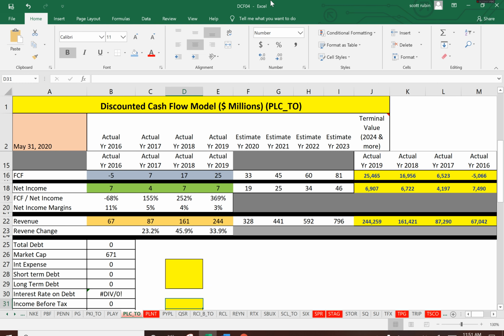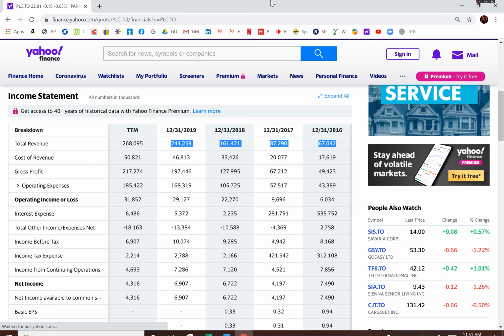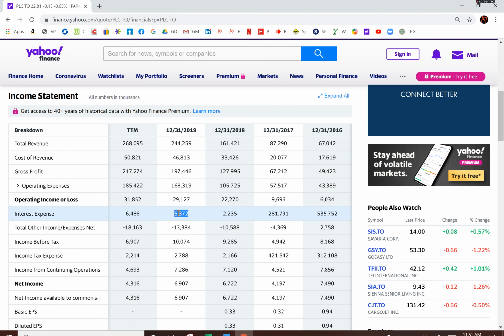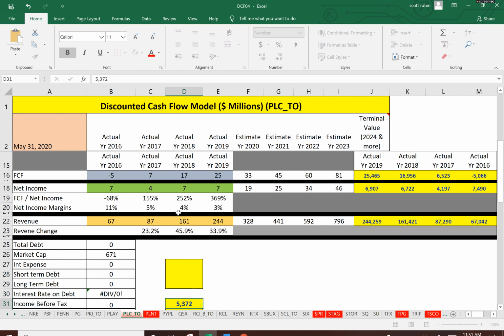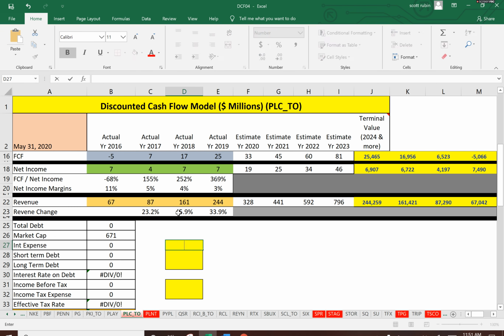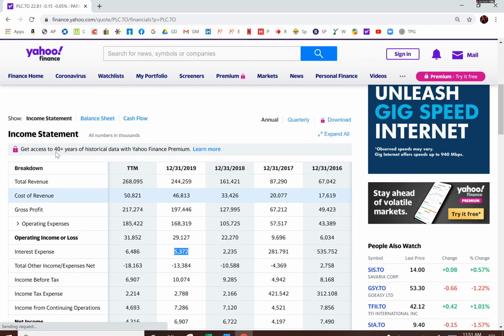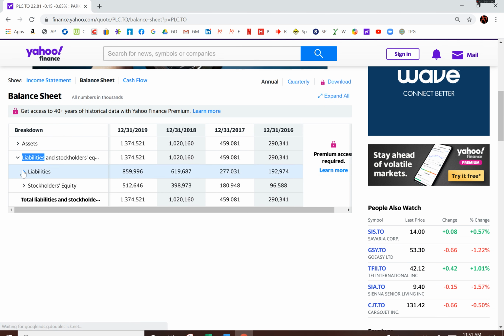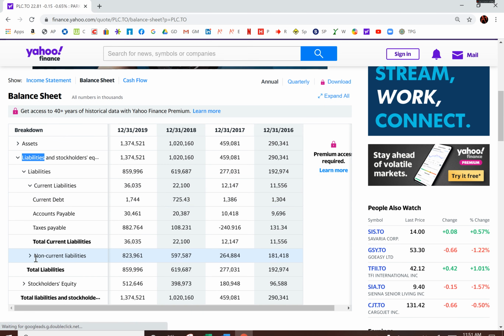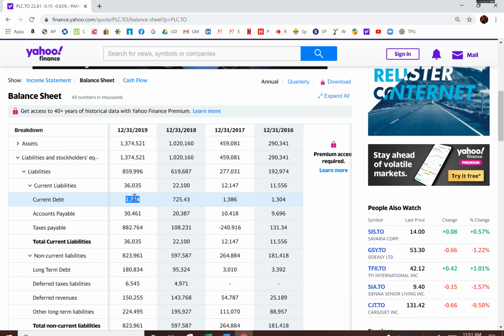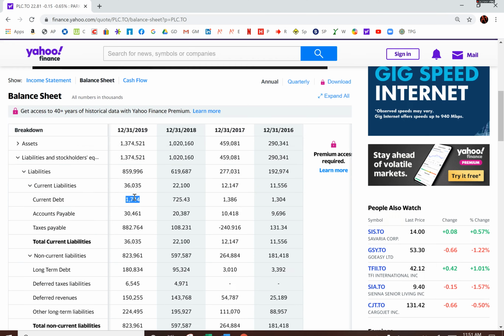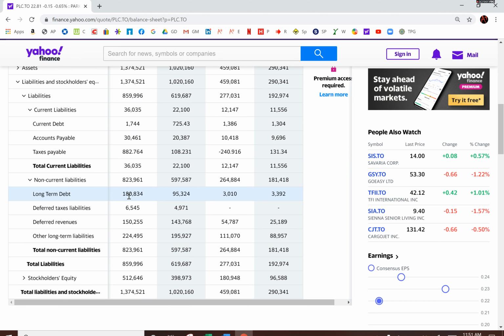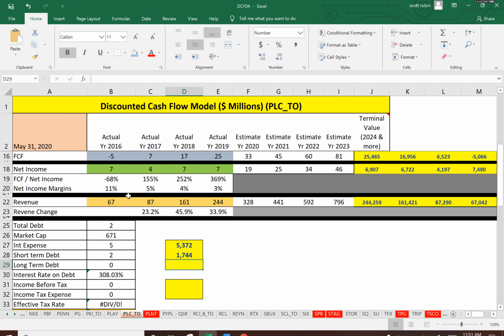Now we need to look at the capital structure of PLC and figure out the discount rate we need to apply to the future cash flows. So the interest expense is 5.4 million. That's the interest they pay on their debt. Now let's see how much debt they have. We'll go to the liabilities section of the balance sheet, and the current debt is 1.7 million. That's the debt due within 12 months. And long-term debt is 180 million. That's debt due beyond 1 year.